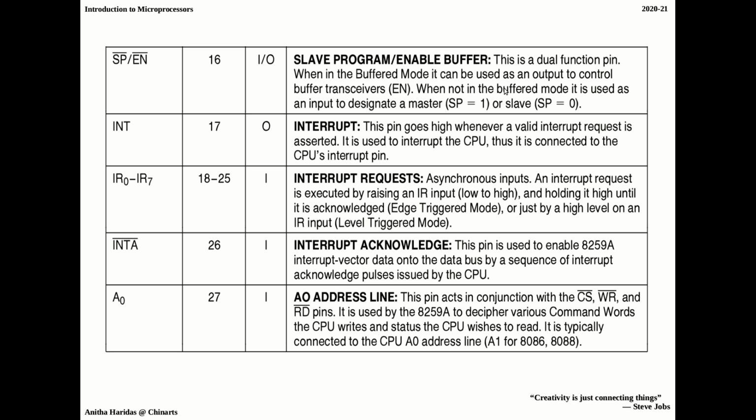Whereas if it is not in the buffered mode, it will be used to designate whether it is a master controller or the slave controller. So if the SP value is 1, then it is acting as a master controller. If it is 0, it acts as a slave controller. So that is why this pin is called a dual pin. This pin will be doing 2 functions in 2 different modes.